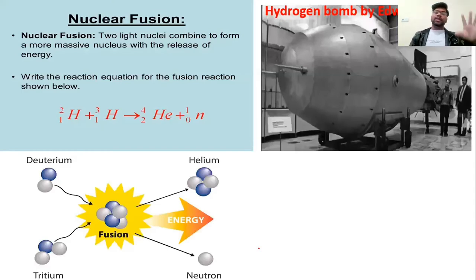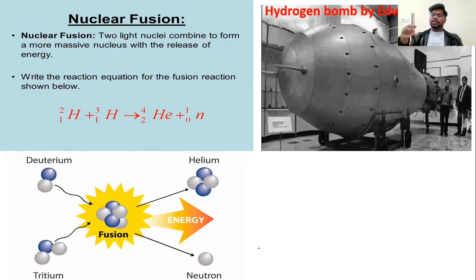That was nuclear fission, spelled FISSION. But this is also a nuclear reaction, nuclear fusion. So when two light nuclei combine to form a more massive nucleus and release energy, it is known as a nuclear fusion reaction. For example, let's say I have two mobiles.